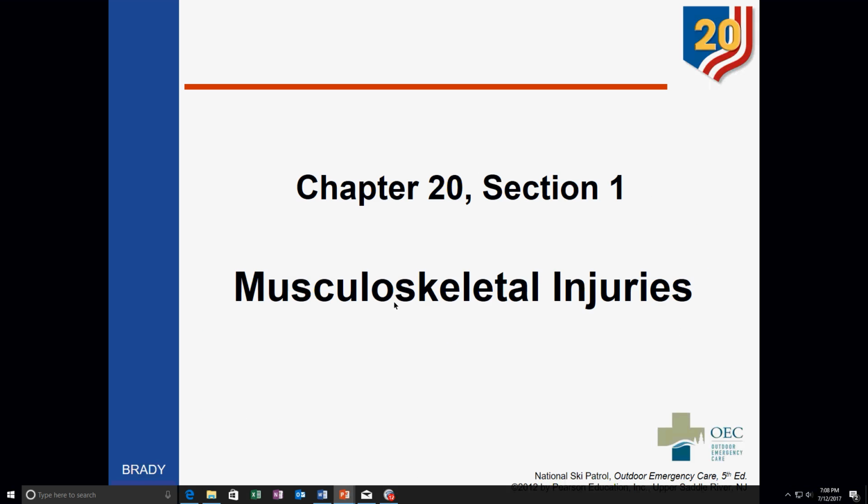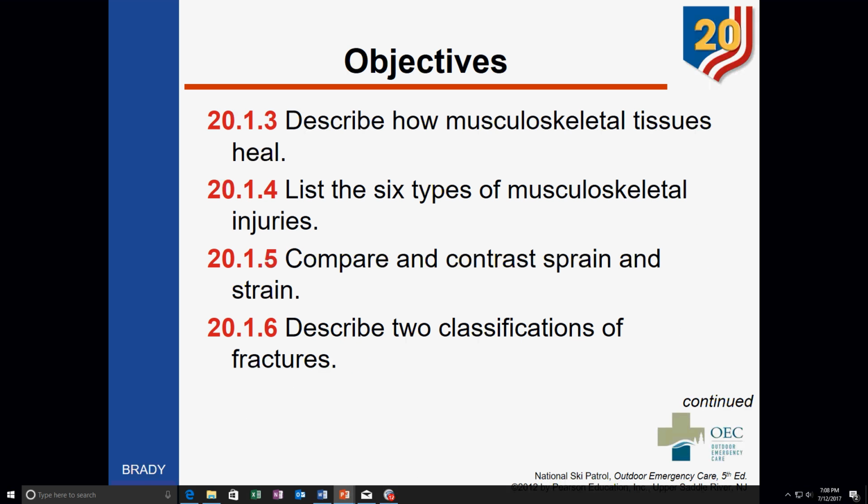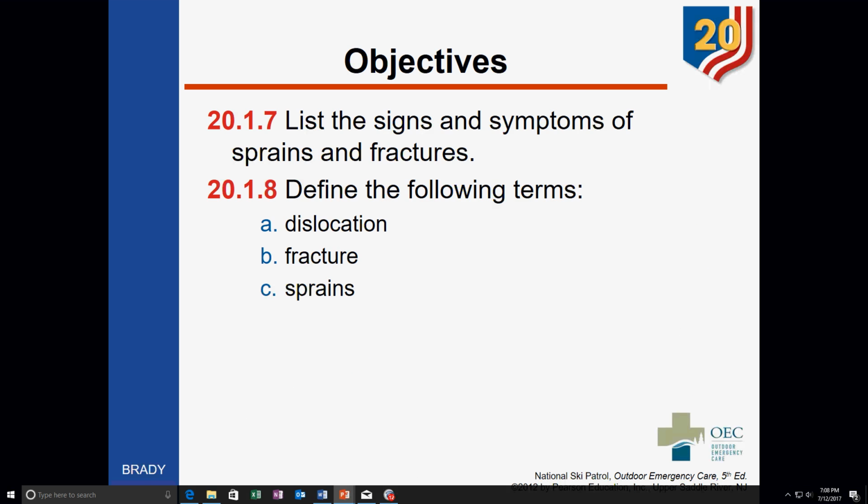Just going through these slides here for section 1. This is some basic anatomy stuff. I don't want to get wrapped around the axle because you can read this stuff in your chapter 20 as well as I can show it to you on the slides. The chapter does a very good job of getting into the nitty-gritty of bones, cartilage, joints, muscles, synovium, all this other stuff, types of injuries, how things heal, what's the difference between a sprain and a strain, and so on. And those are kind of the objectives. So in any chapter that you go through, the objectives come first, and then they will direct you through the chapter on what they want you to get out of it.